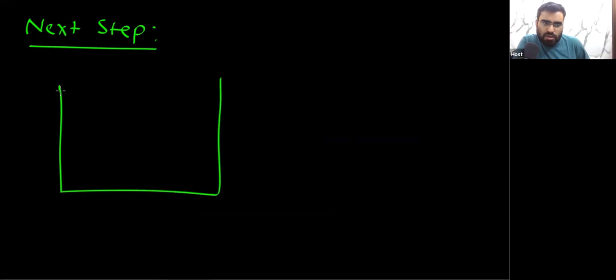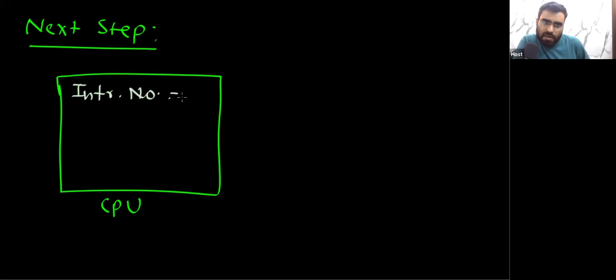Now the CPU has got this number. Basically, this interrupt vector, this interrupt number 10, the CPU has got. Now what will the CPU do? Let me tell you.